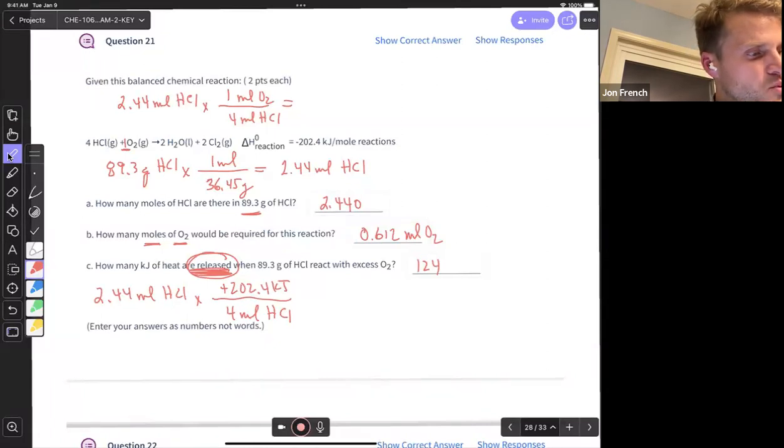So 2.44 times 202.4 divided by 4 is like 124 kilojoules. Yeah, it's 124 kilojoules. And Will, like I was saying, they're looking for just a positive number because they've already said that it's heat released. So 124 positive should work for you.